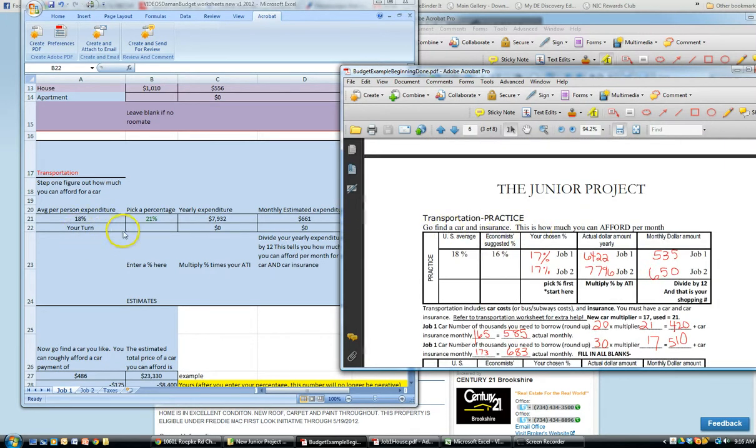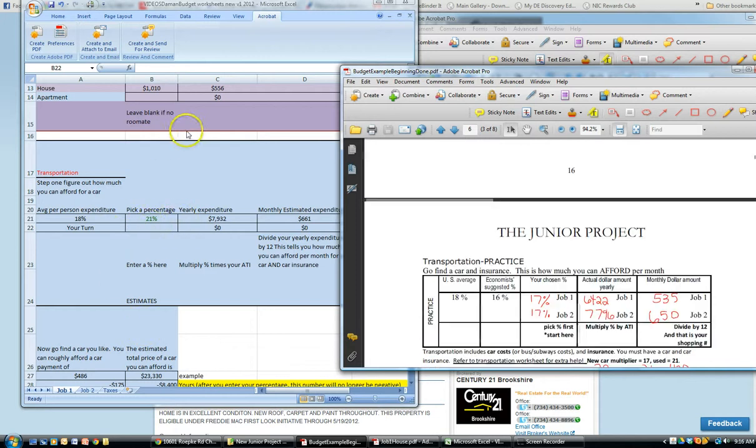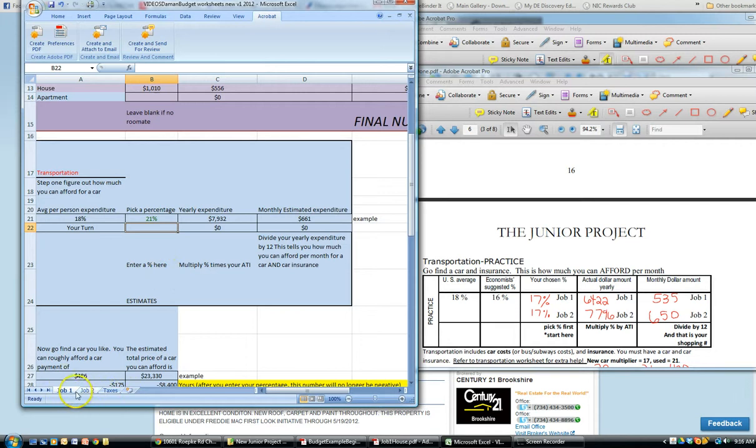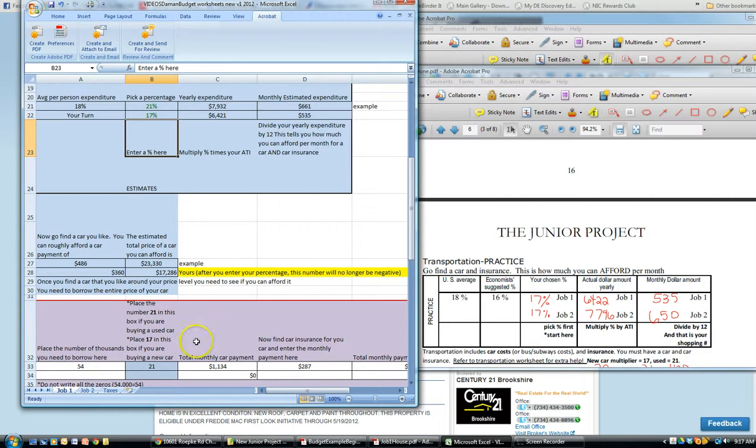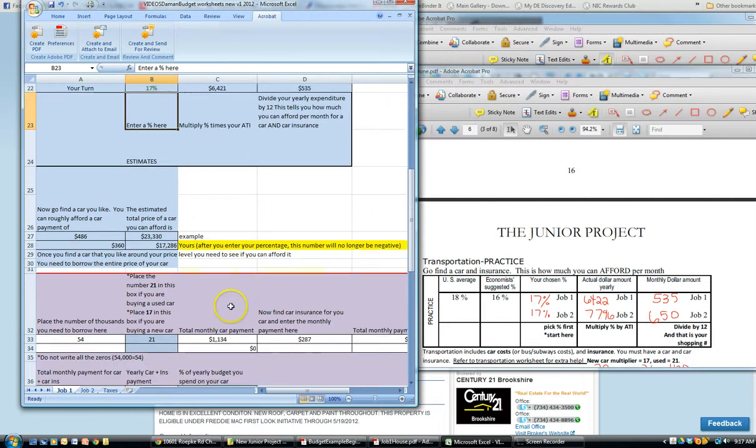Again, we're going to do transportation for job 1. For your house, you do the same exact thing, but just make sure you're on the tab for job 2. For job 1, I chose 17% as my total, or how much my car is going to cost. So it gets me $6,432,535. And the cool thing that Mr. Shivnan did was put in how much you can afford. So consider that you can probably afford a car of about $17,000 based on 17%.